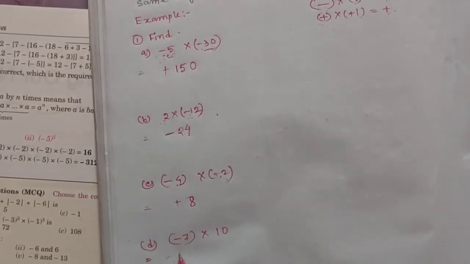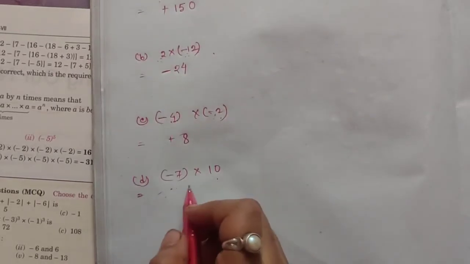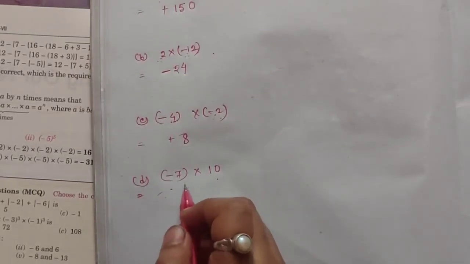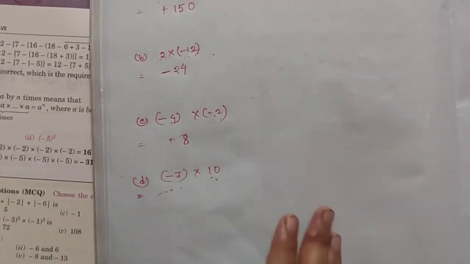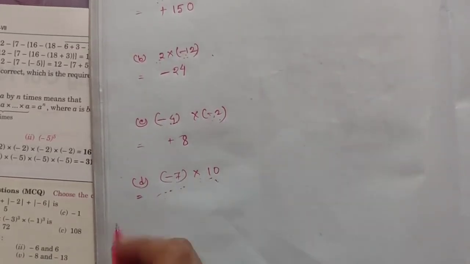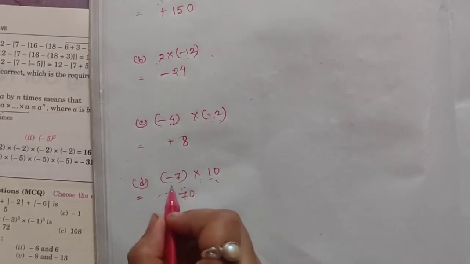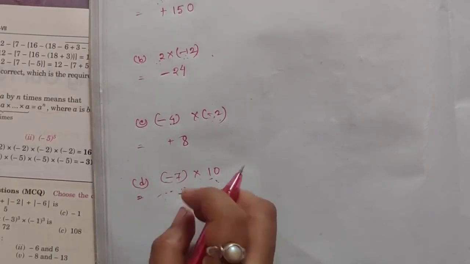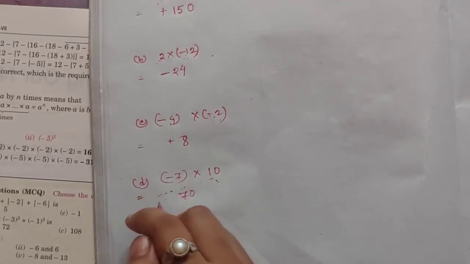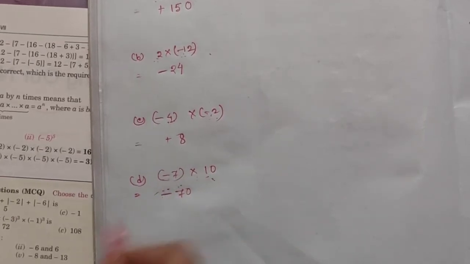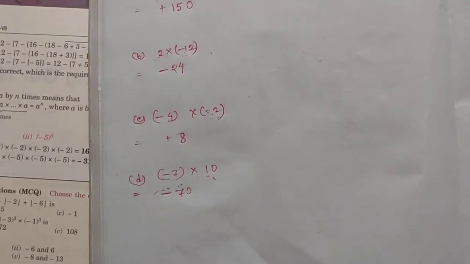Next one, minus 7 multiplied by 10. First we will multiply the absolute values, the numeral values. So 7 tens are 70, and are these two integers of the same sign or opposite signs? These two integers are of opposite signs, so the answer will be minus. So minus 70 will be the answer. Okay, so this is how you can find the product of two integers.